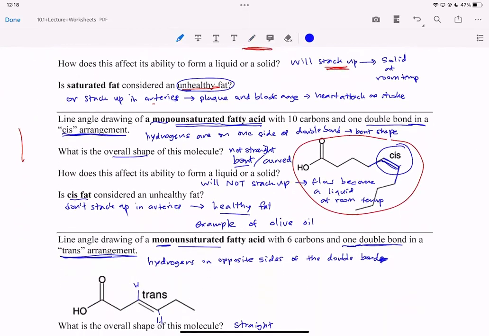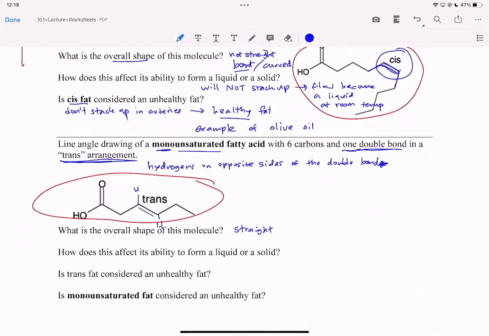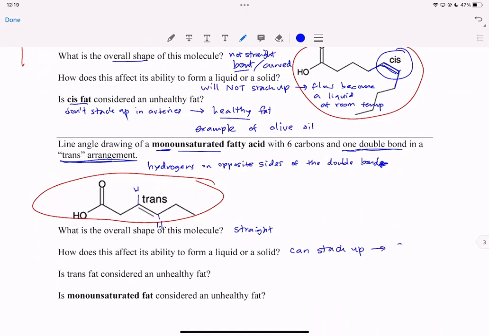And so this is also an overall straight shape. This doesn't curve or bend down. So what happens when you have that overall straight shape is that this does affect the ability to form a solid, because the overall straight shape can stack up. And what this does is it forms a solid at room temperature.